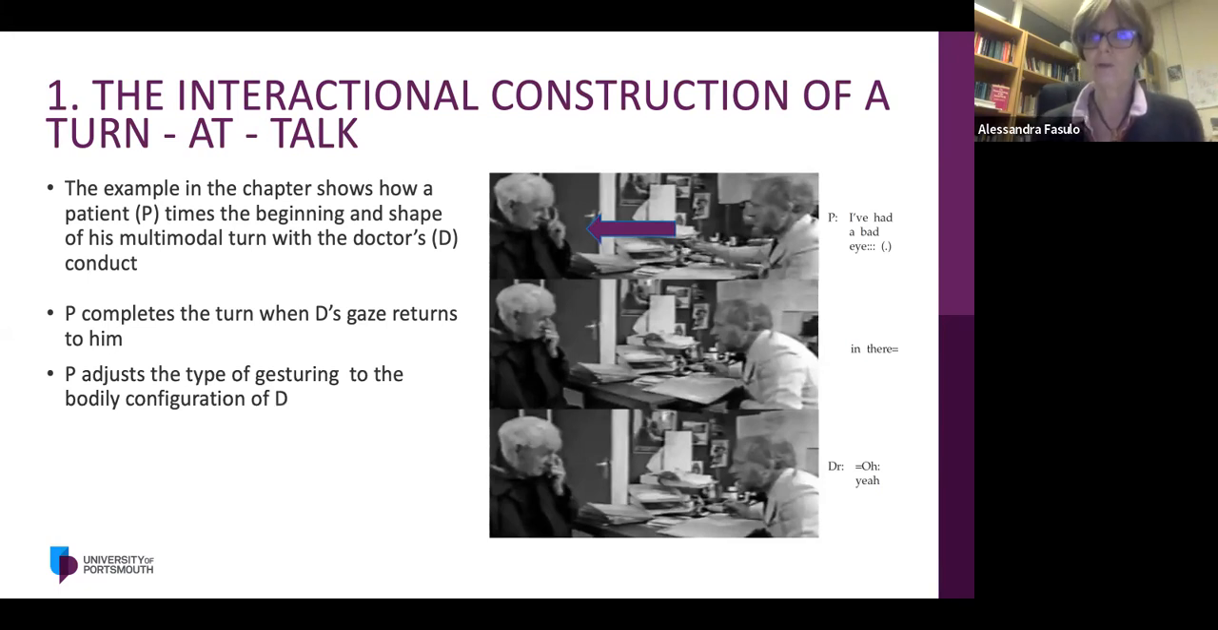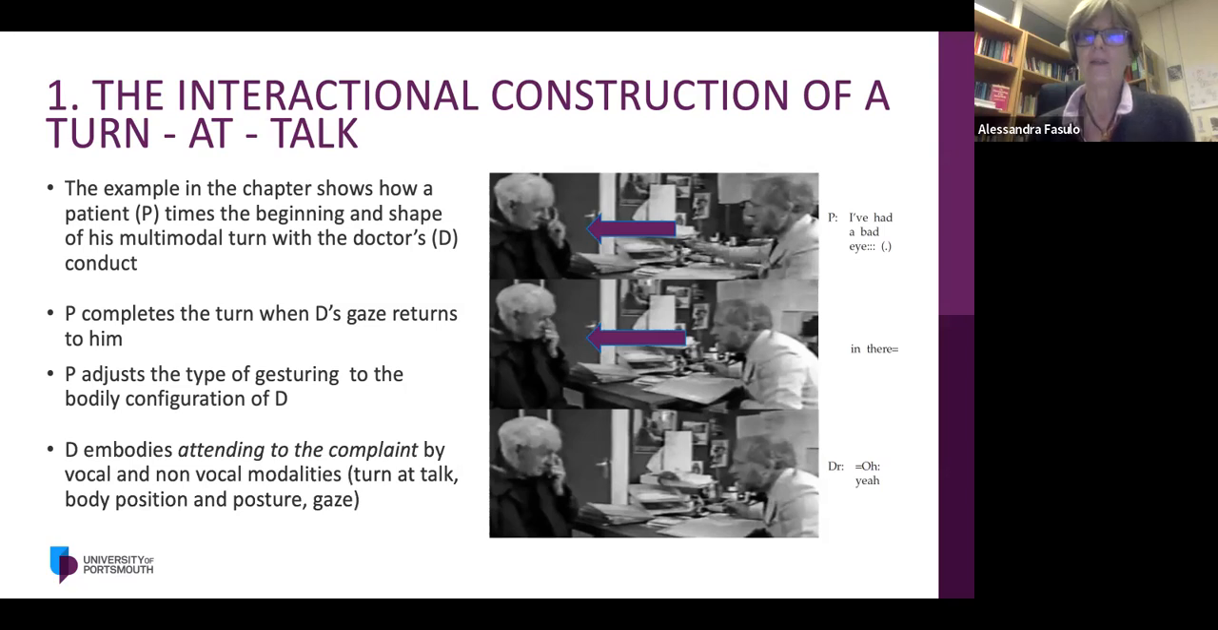You can see how the doctor gets closer, and multimodally, the patient builds his turn with more specific gestures, and then the doctor attends to the complaint in an embodied way by getting closer, looking more attentively, and then saying, "Oh yeah, as well." Okay, so plenty of ways to exercise this learning.